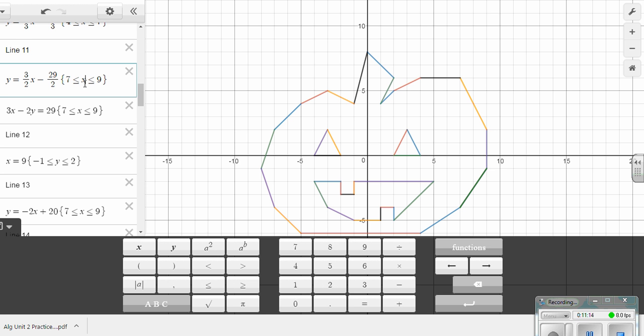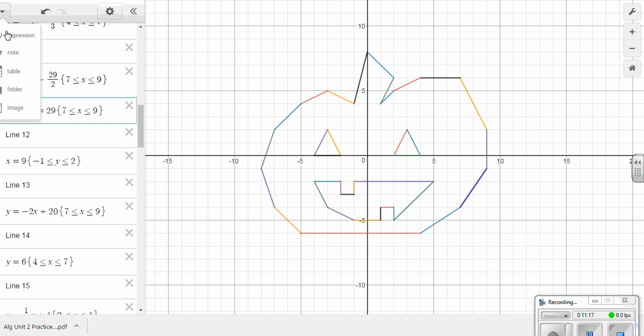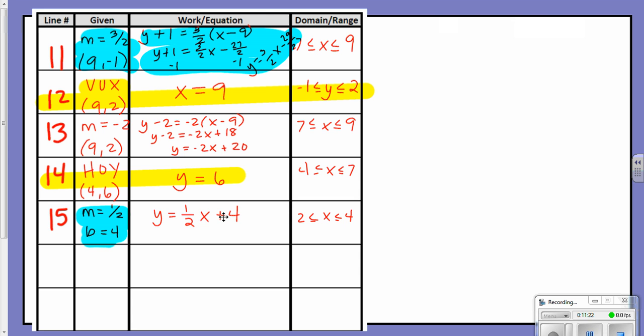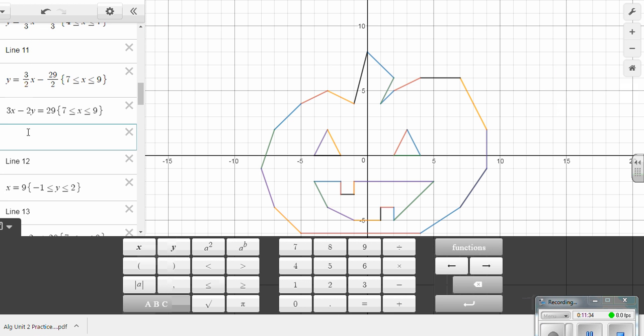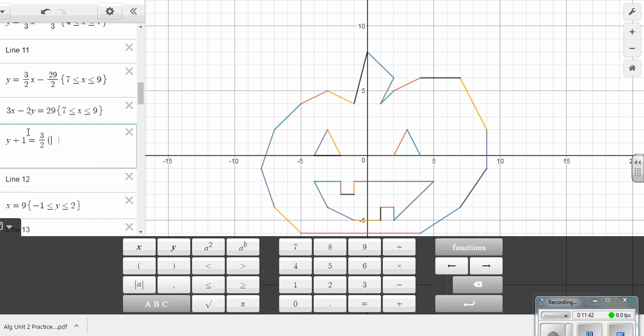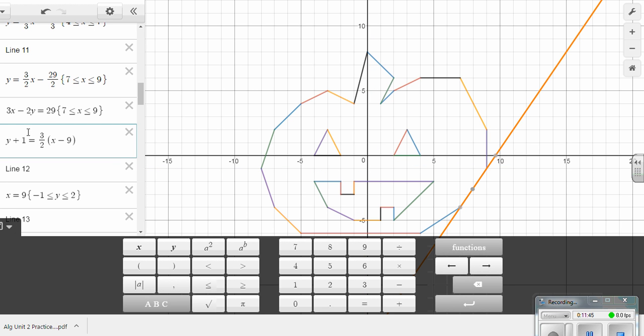Now I have point slope. I have slope intercept and I have standard. I need to add point slope. So again, I'm going to add another item, I'm going to add an expression, and I need to add point slope. Well, if I go back to my work page, I had to use point slope to get there. So it's this top part of my line 11 work box, right? Y + 1 = 3/2 x minus 9. That's actually just going to go in here. Y + 1 equals 3/2 x minus 9. And I can tell, again, that it's lining up right here on this point. Okay, then again, I do the same domain, and I should be good.